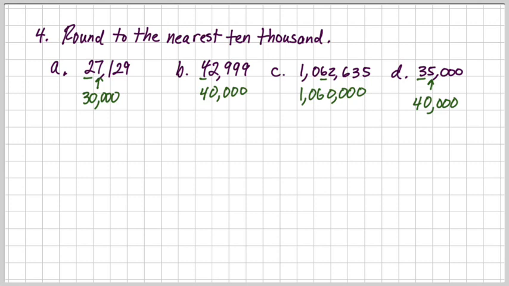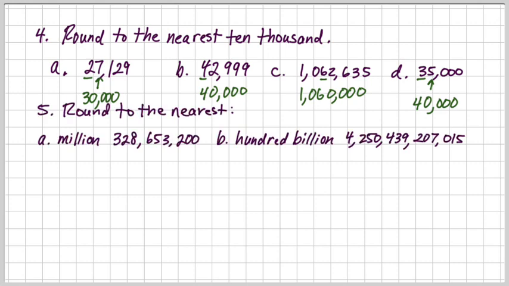All right, we're going to step it up and get some bigger numbers now. So we're going to round on A to the nearest million and on B to the nearest billion. So go ahead and do that.